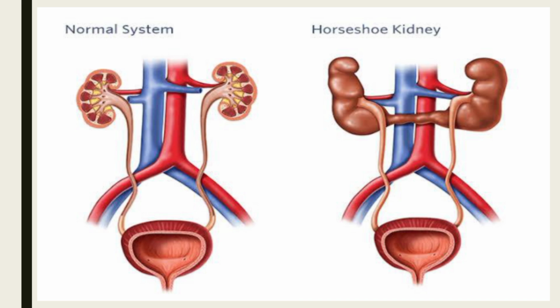This picture shows the anatomy of the normal system and how horseshoe kidneys are connected. On the left side, horseshoe kidneys are connected by an isthmus. Both lower poles are connected with each other with an isthmus, and the ureters are still normally draining into the bladder. So this is the horseshoe kidney, and the first picture on the right side is the anatomy of the normal urinary system, how normal kidneys are located separately.